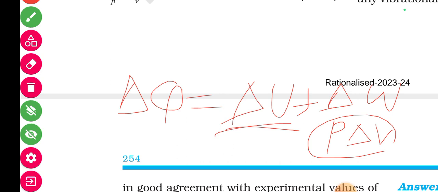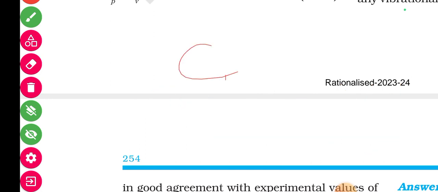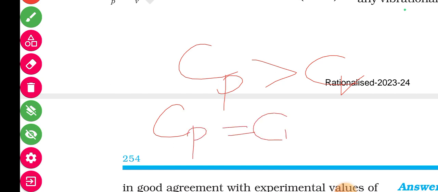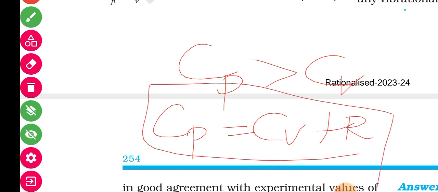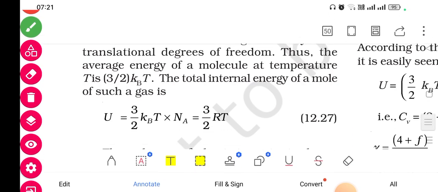Because all the contribution at constant volume goes to raising the temperature, very little heat is required to raise the temperature at constant volume by 1 degree Celsius. But in the case of constant pressure, some heat will be used to do work, because the volume is not constant there. So clearly Cp is much greater than Cv, and we can also derive this. We have derived that Cp is equal to Cv plus R, where R is the universal gas constant. So let's begin this derivation again.